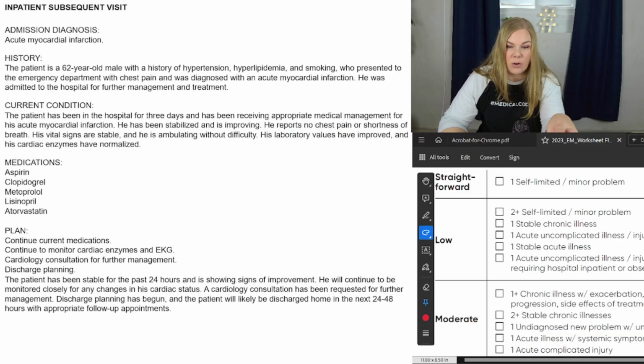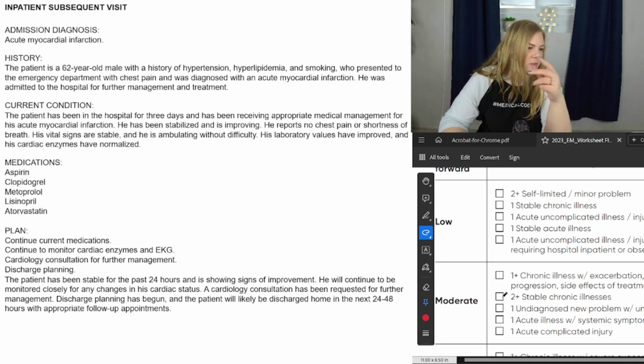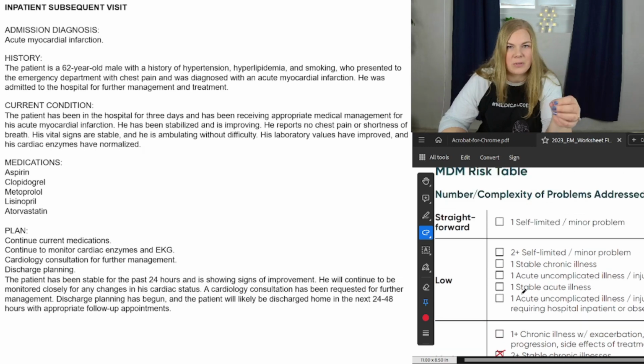And we can see here they're on some prescription drugs. They're continuing them. They're monitoring some cardiac elements. You could probably cut this a couple of different ways. You could say, oh yeah, we definitely have 2 stable chronic illnesses. We could count it that way. We could look at this and go, this is an acute complicated injury because this is a myocardial infarction. That's not a straightforward thing like a sprain, right? So we could cut it a couple of different ways, but I think we could all agree that this is more of a moderate type of complexity.